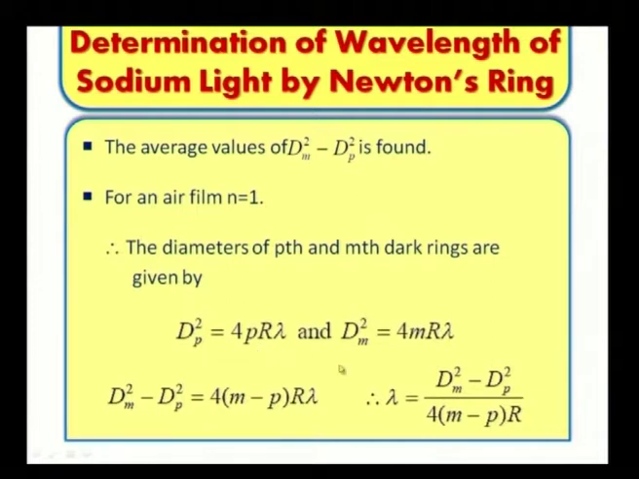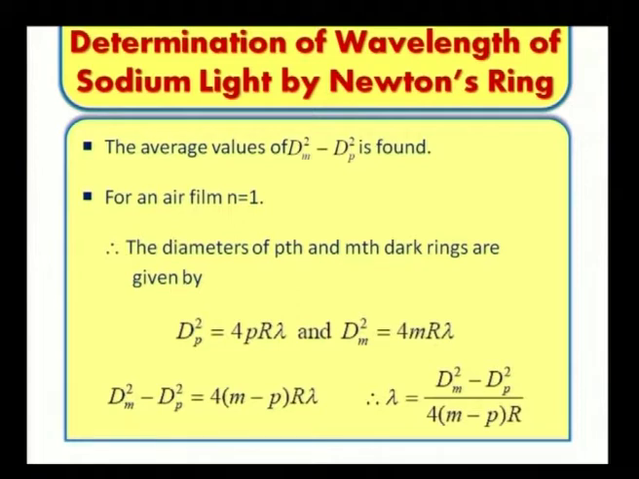Therefore, the difference between the expression that you got for air and the one that you are getting in the case of liquid is that, as I told you, dp square will contain n in the denominator. Again, because you have calculated the wavelength of the sodium vapor lamp, the refractive index can be determined.